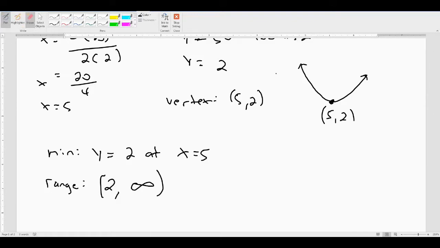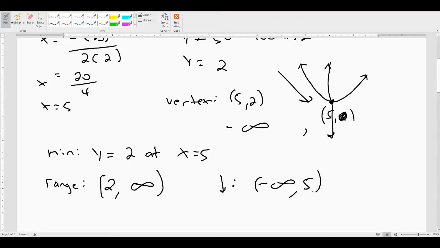And then we're going to look left to right to see what's going on for the increase and decrease. We never use the y values for increase and decrease. So we're coming from negative infinity and the graph is going down. So from negative infinity to 5, the graph is going down. So that's a decrease. And then from 5 to positive infinity, the graph is going up. So that's an increase. And we're done.